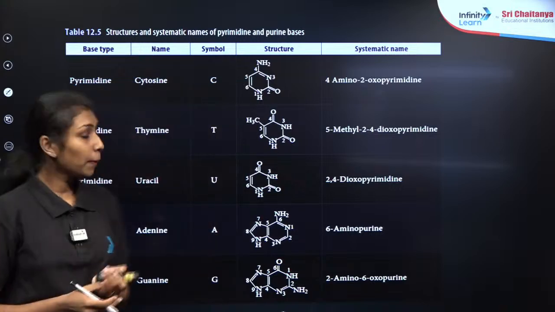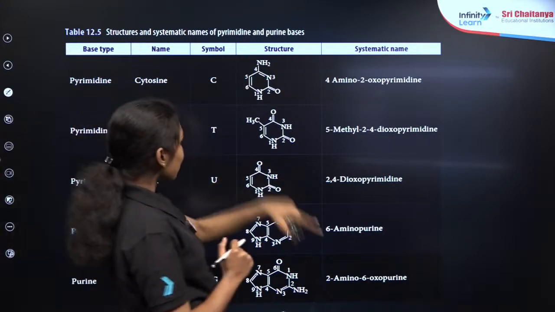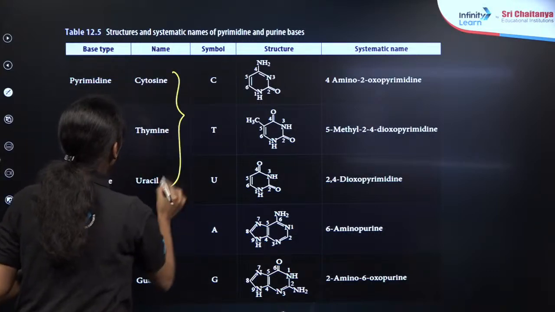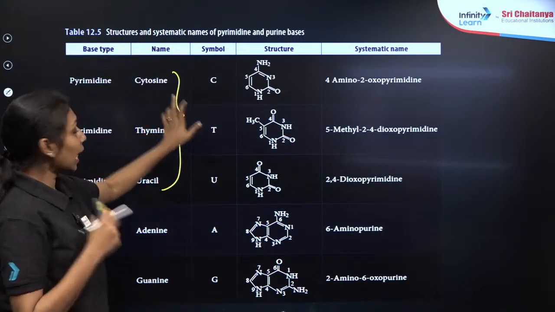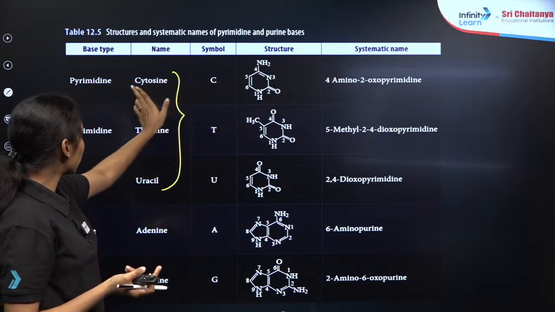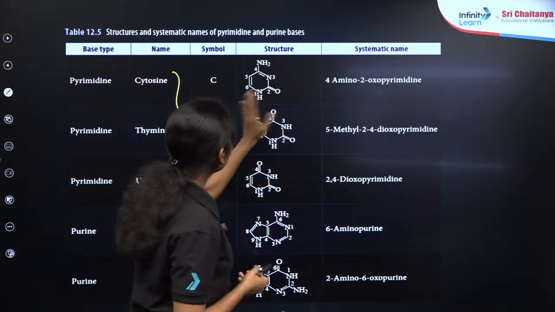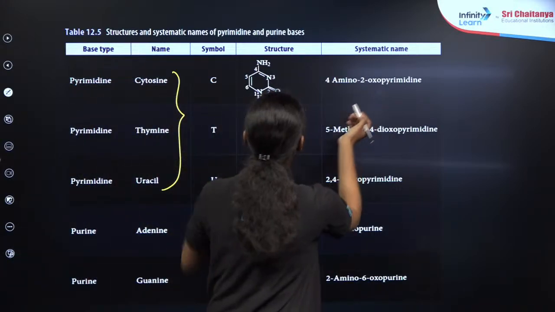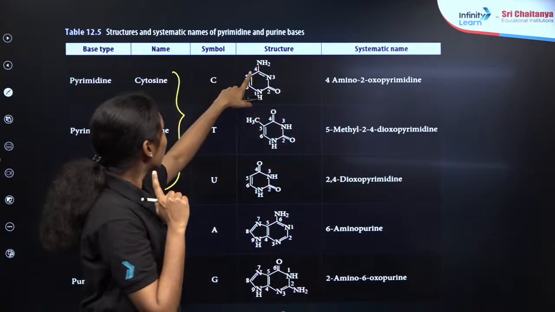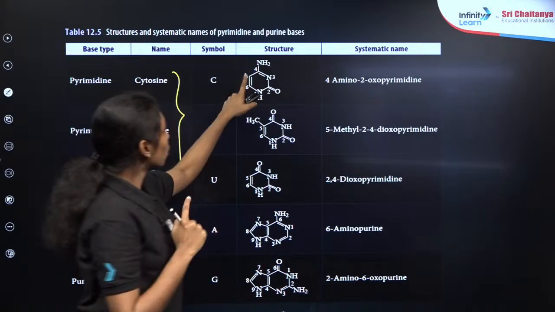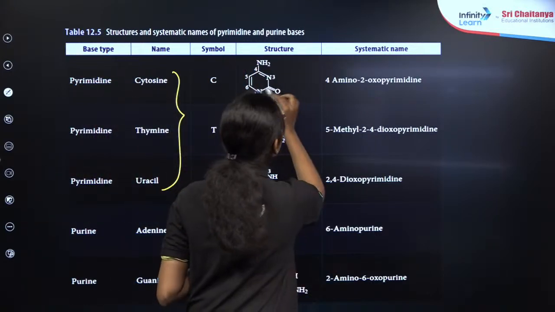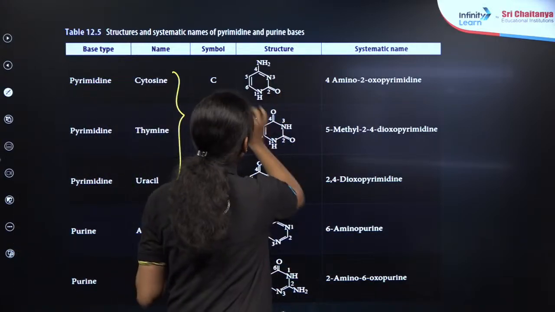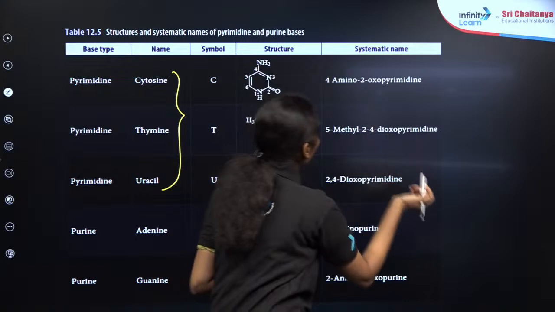So here is the base type along with their name and their systematic name, right? The first one, these three belong to the pyrimidine, right? First one is cytosine and its symbol is given as capital C, first letter of cytosine. Then structure is already given here and the systematic name is 4-amino, fourth position means there is an amino group present in the fourth position. In the second position, there is a keto group or otherwise double bond O, so it is known as the oxo. Then it belongs to the pyrimidine group. So it is known as 4-amino-2-oxopyrimidine.